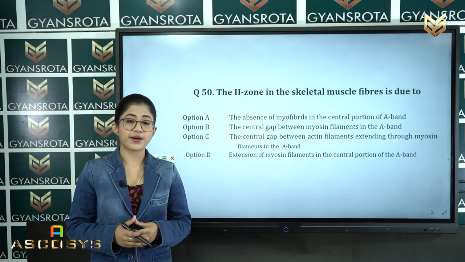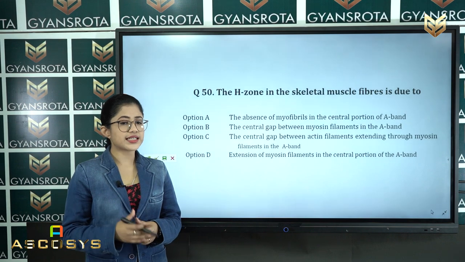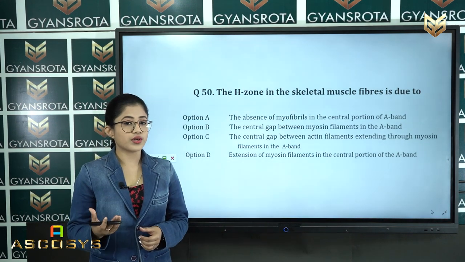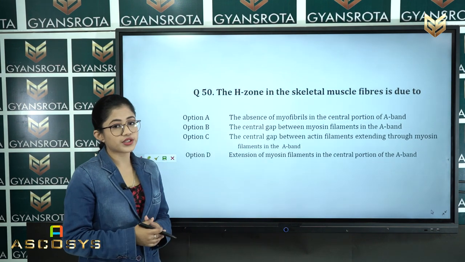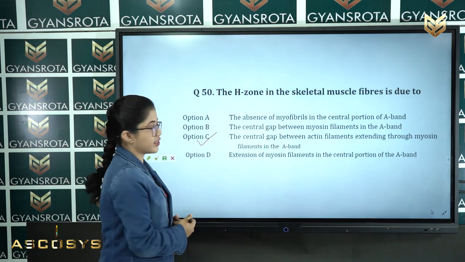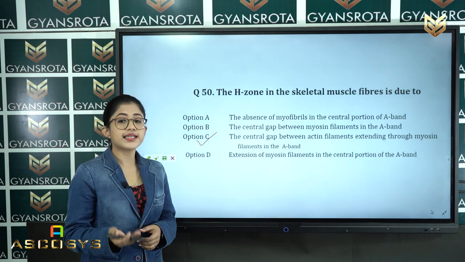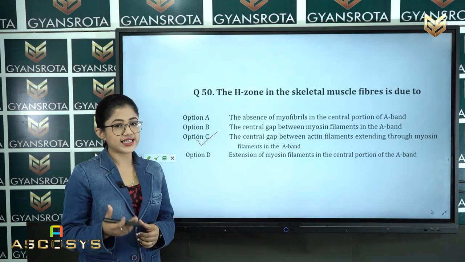Student, this is from the chapter Locomotion and Movement. So what is the correct answer? Here they have asked, the H zone in the skeletal muscle fiber is due to which of the following. The correct option is option number C. In option number C, it is written the central gap between actin filaments extending through myosin filaments in the A band. So that is the correct answer.